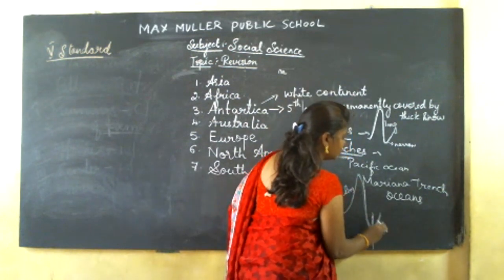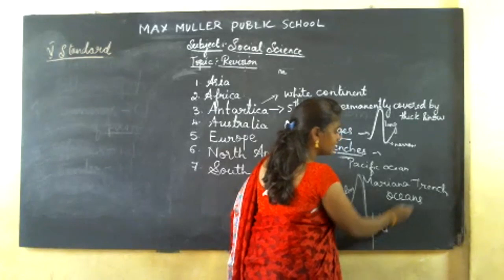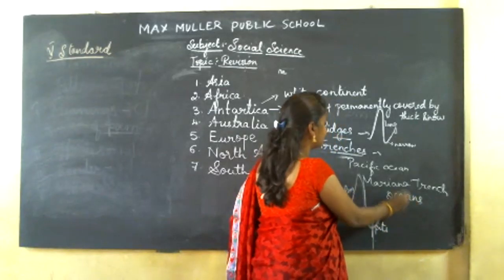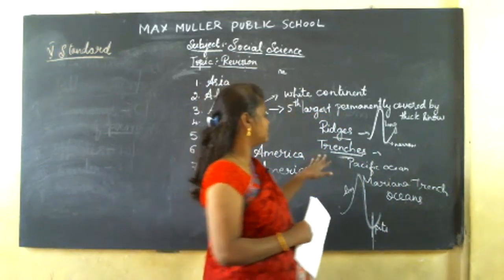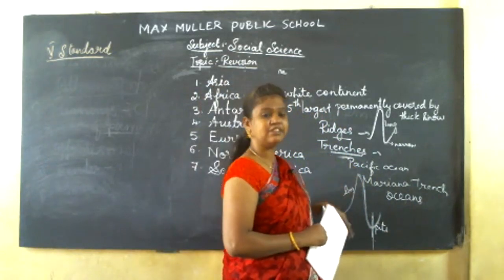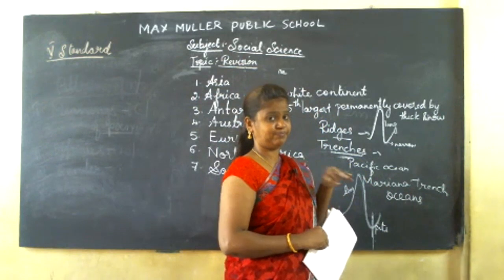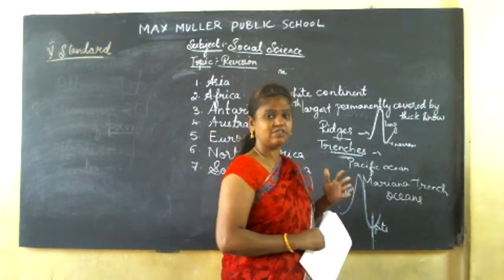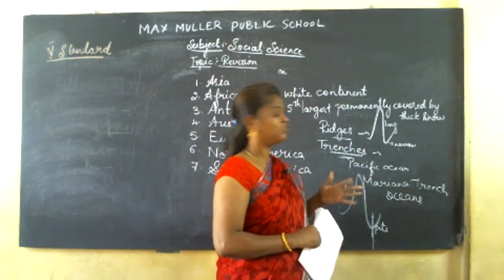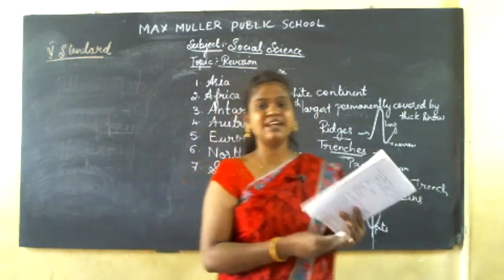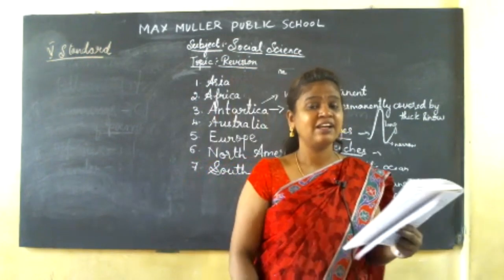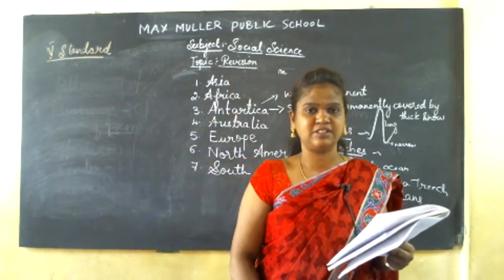And these large deep pits will be present in oceans. That is why they are called trenches. Many of the trenches you can find are in the Pacific Ocean, and the trench found in the Pacific Ocean is the Mariana Trench. So this is the answer, or the meaning, for the third question.